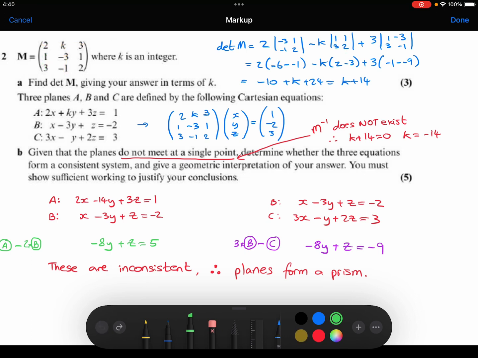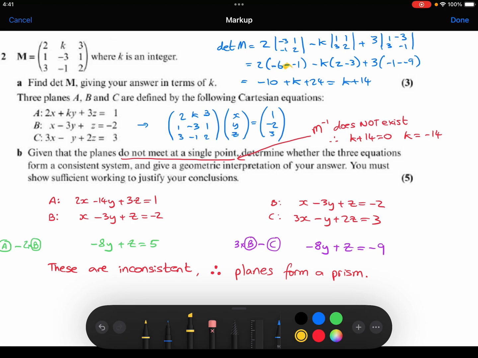And then I have done 3 multiplied by the determinant of the matrix 1, -3, 3, -1. So we've got 2 times minus 3 times 2, minus the 1 times minus 1.